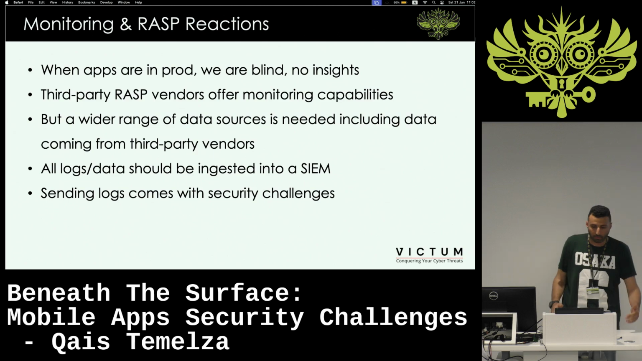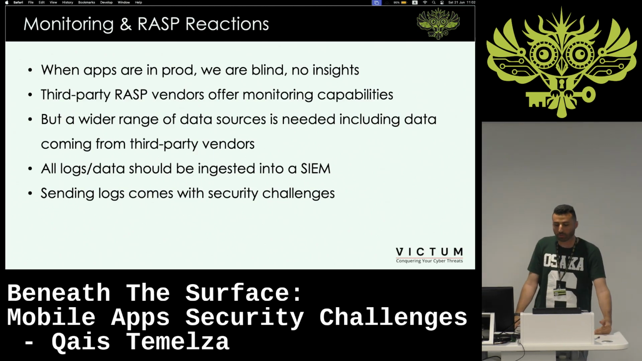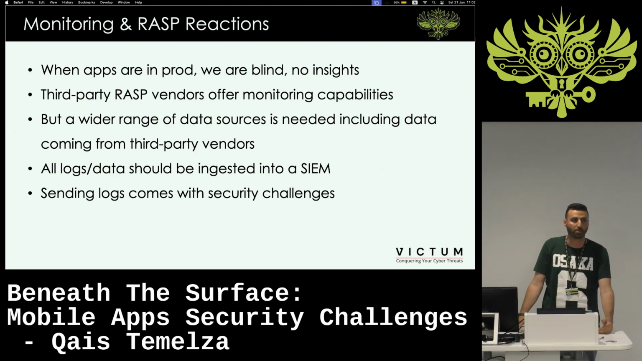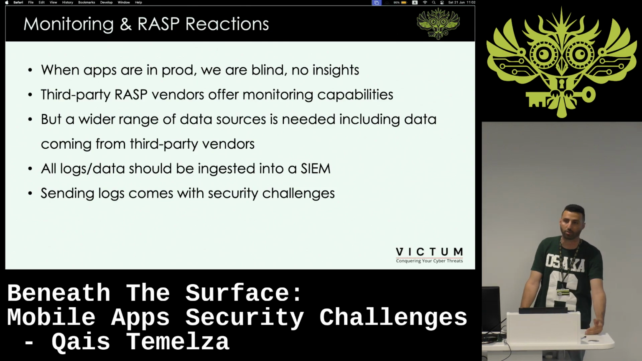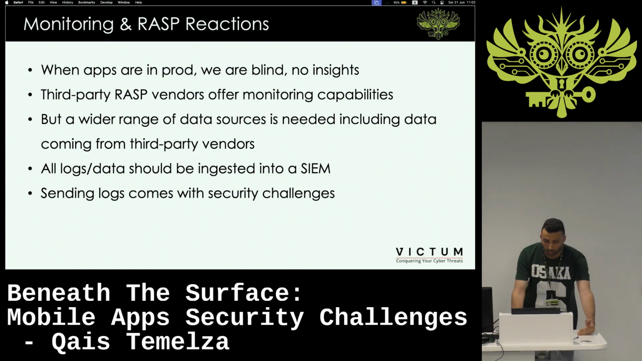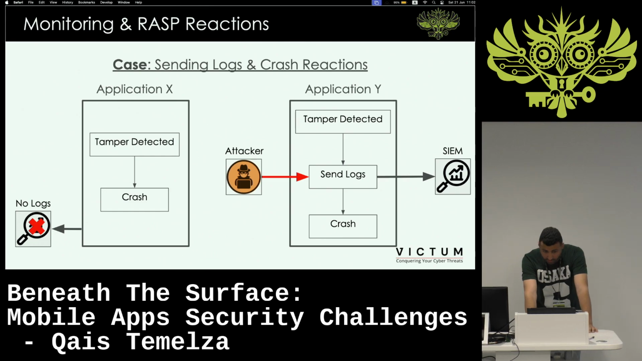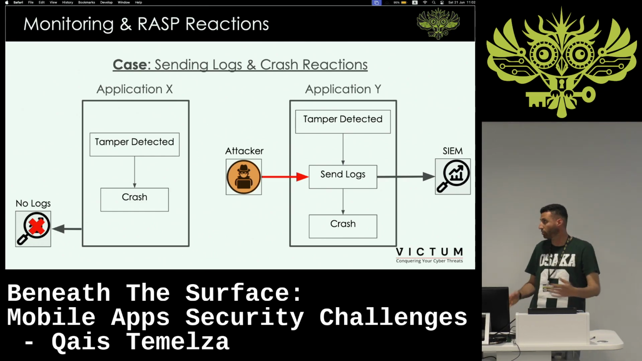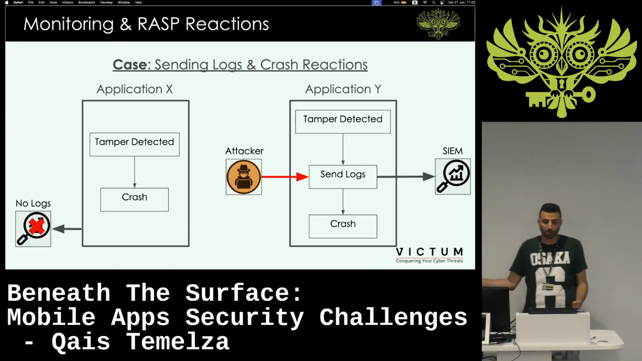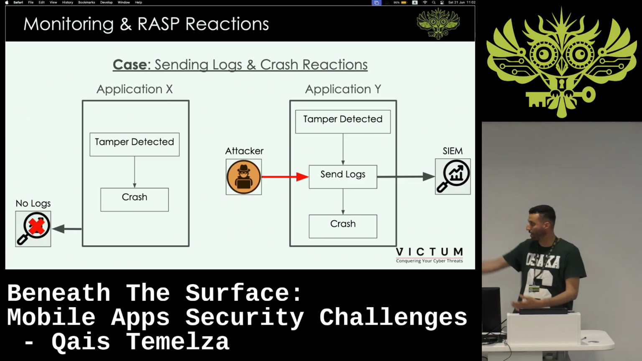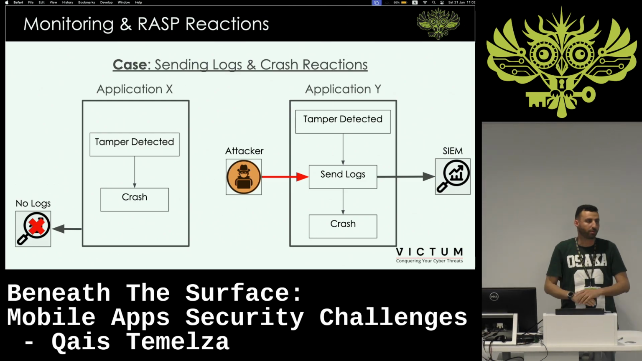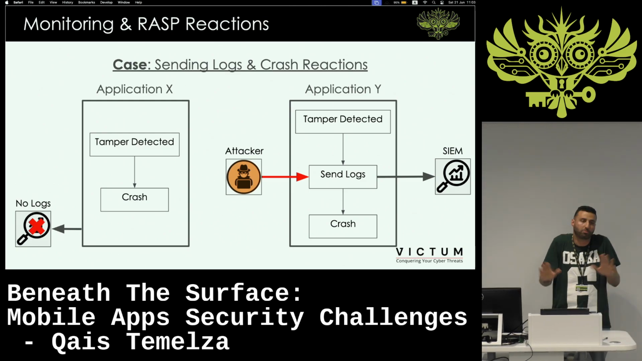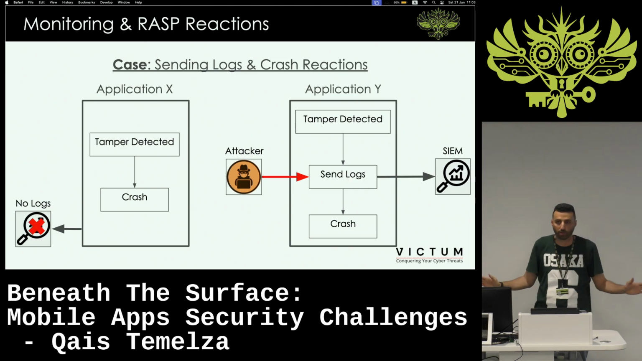Because you need to have some kind of monitoring that tells you, this is how many times this security control has been triggered, this is how many times your device has crashed, your app has crashed in the wild. To have this, there are various ways to send logs to the backend. But if your app simply crashes whenever it detects, let's say, hooking, and that's it, you don't know anything. You don't know what happened.